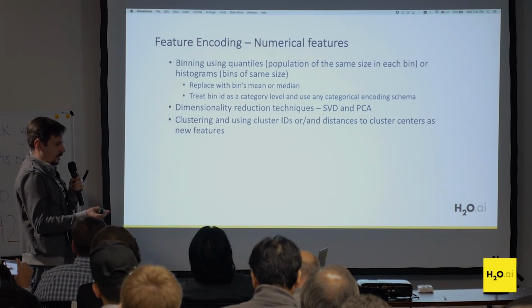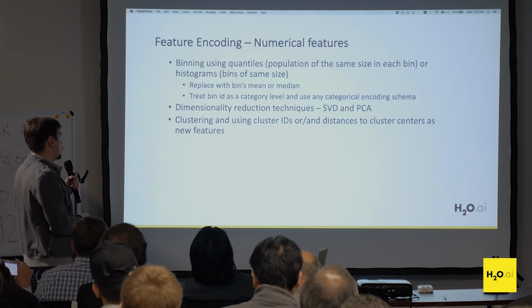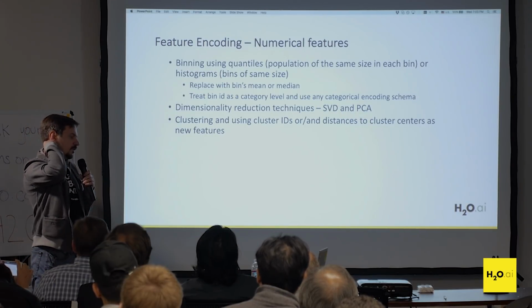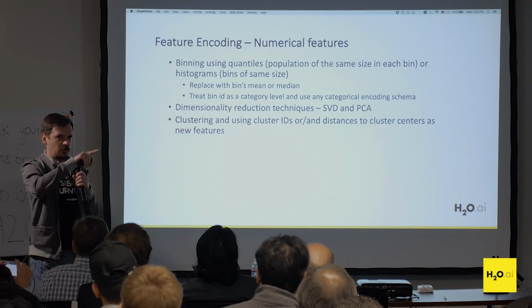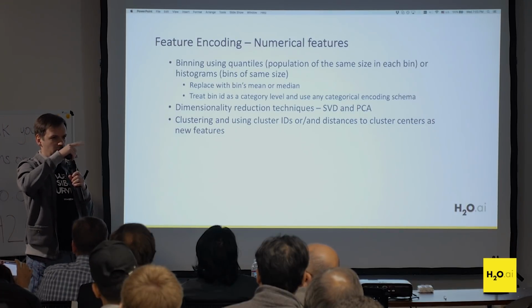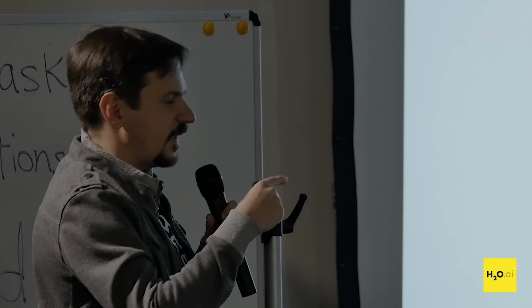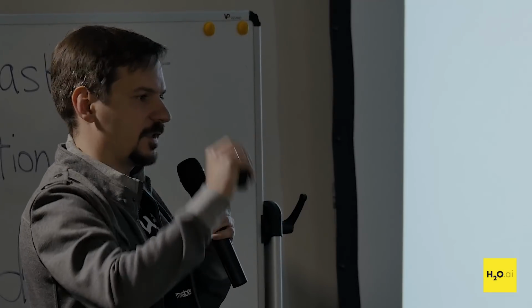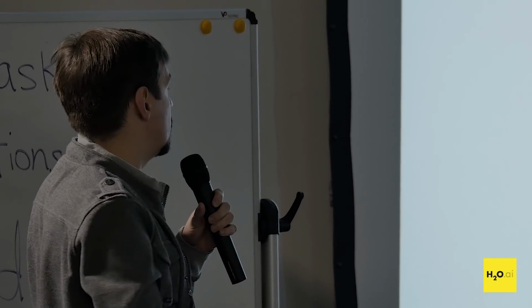As I mentioned, you can encode them using any categorical encoding schema, or you can just replace them with a bin mean or median. Usually it's very handy if you have sensor data, where values are supposed to stay around some level. But because sensor data is usually oscillating all the time, with tiny changes because of measurement error, if you don't need the exact value but just a level approximation, that's the way to do it.